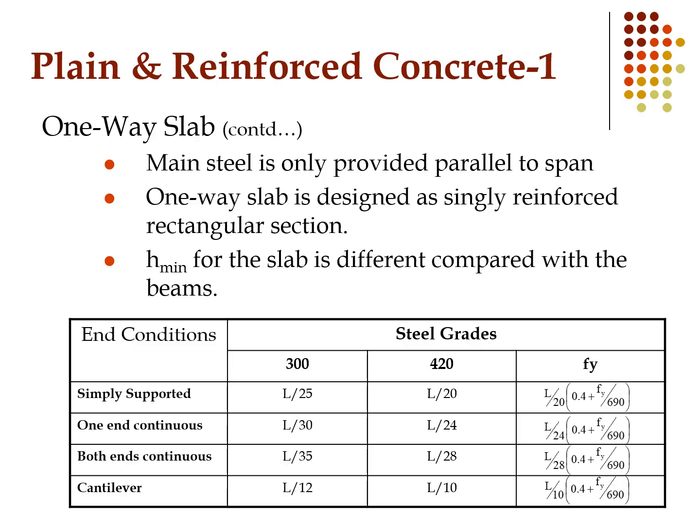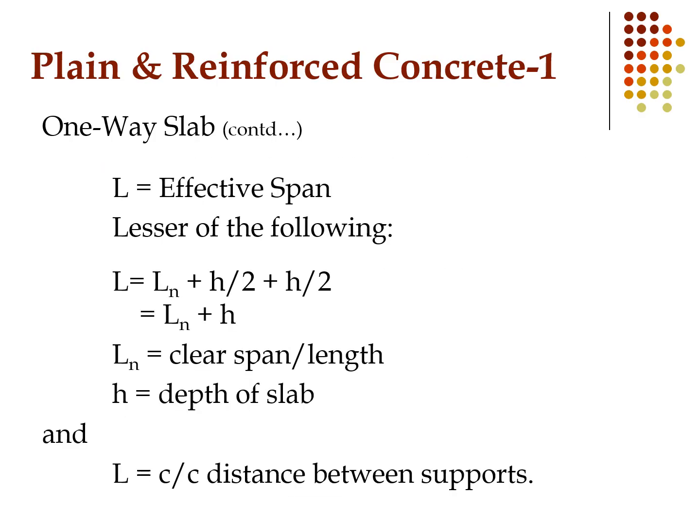Let's say we have a cantilever slab and we are using grade 300. The minimum slab thickness we can use is L by 12. Similarly, if we are using grade 420 for a cantilever slab, we need to use minimum slab thickness equal to L by 10. Now, the question is how we will get the effective span.